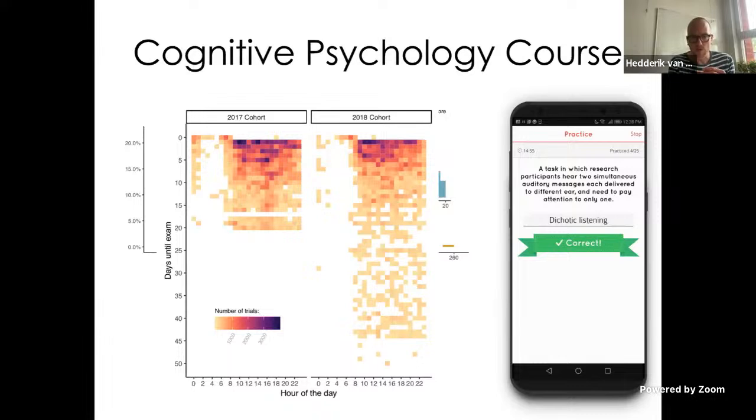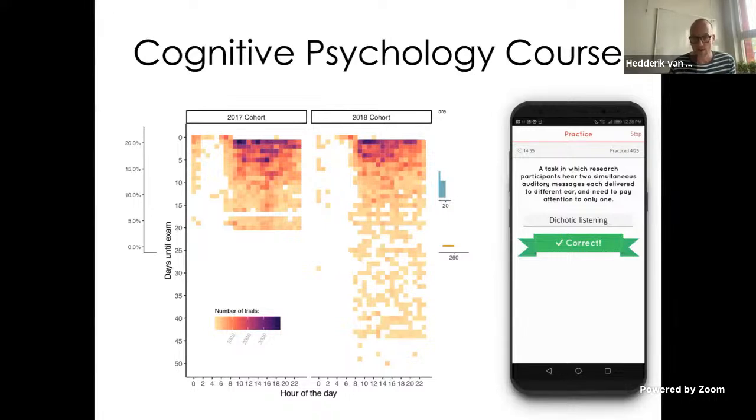And we had our cognitive psychology students study the glossary items with the same kind of app that I showed you before. And what you can see on the left side is an overview of when students were actually studying. And the top of the bars is the moment of the exam. So you can actually see, based on the darkness of the color, that also in Groningen, students mainly study on the very last day of the exam.